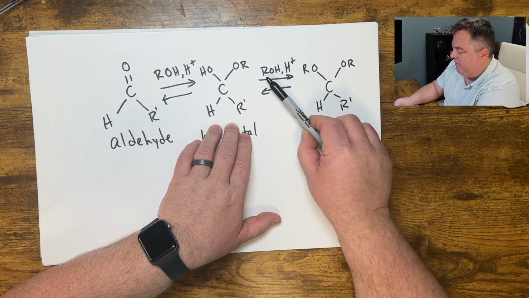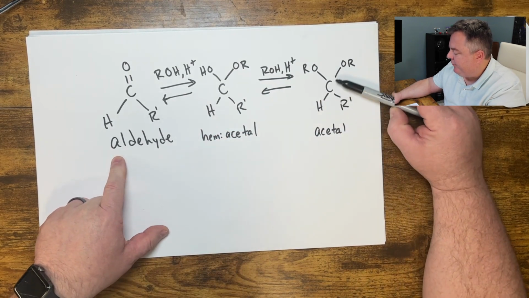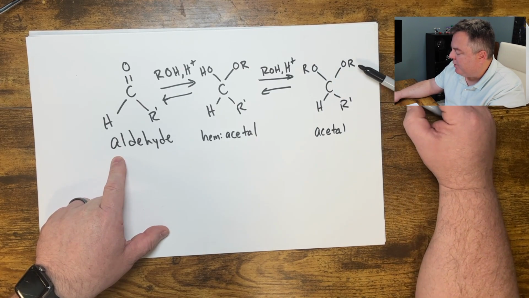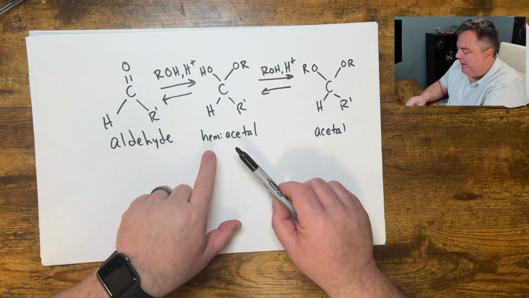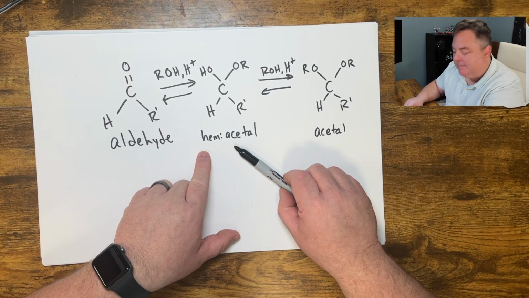If I further react this with alcohol and acid, this OH group on this compound can be replaced with O carbon, OR. We call this compound that comes from an aldehyde with two OR groups on it, oxygen-carbon groups, an acetal. And we call the halfway point, halfway to the acetal, the hemiacetal.